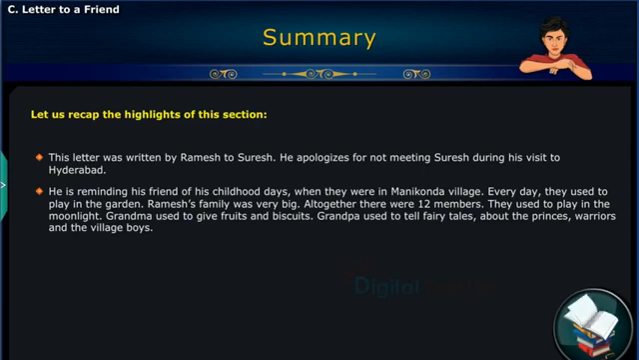Ramesh's family was very big. Altogether, they were 12 members. They used to play in the moonlight. Grandma used to give fruits and biscuits. Grandpa used to tell fairy tales about the princes, warriors, and the village boys.